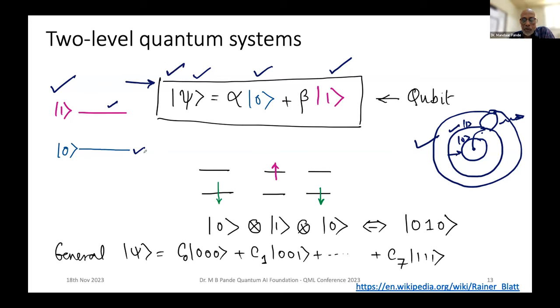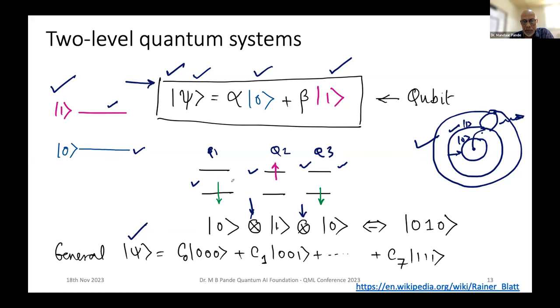Now, when you talk about a number of qubits, let's say this is qubit 1, this is qubit 2, and this is qubit 3. Each of them is a two-level system, and you can represent a general quantum state as a superposition of these three states, or a combination of these three states. The combination is represented by something called a tensor product, which is given by this particular sign. So when I combine a set of two-level systems, which are essentially qubits, then the way I represent it is 0 tensor product 1 tensor product 0.